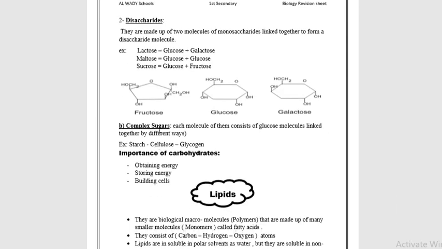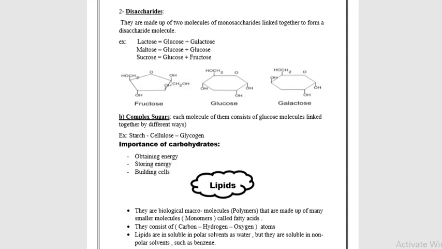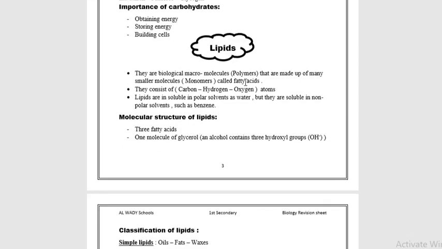Complex sugar like starch, cellulose, and glycogen. What's the importance of glucose? To obtain energy. Storing energy inside the living organism is very important to all organisms, and for building cells. Next, we will refresh on a new topic called lipids.